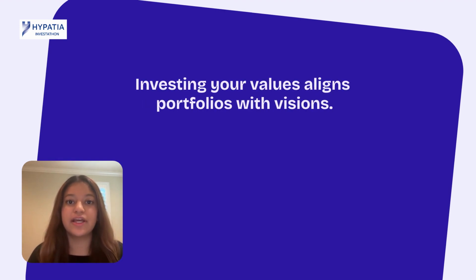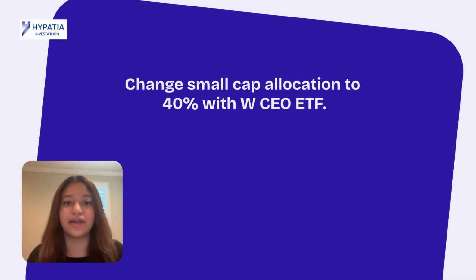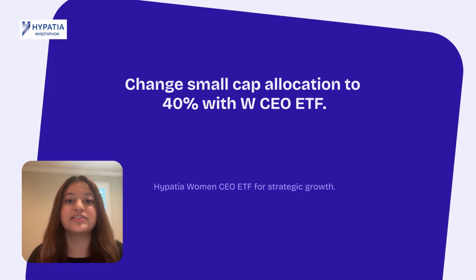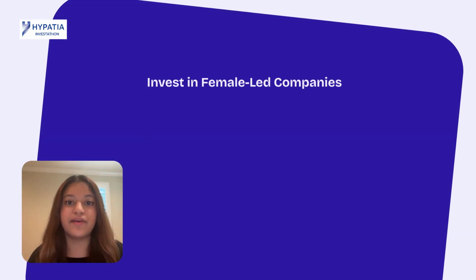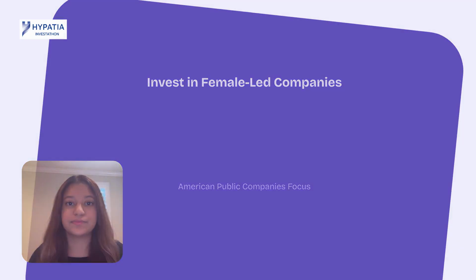Now, to add the final lesson of Module 3, Investing Your Values, you could alter that investment portfolio to align with a vision where chief executive officers who were women and men were found in almost equal proportions. How could we do that? By changing your small cap allocation to 40% of your portfolio and changing it to the Hypatia Women CEO ETF with the ticker symbol WCEO. The WCEO invests in American public companies with female chief executive officers.